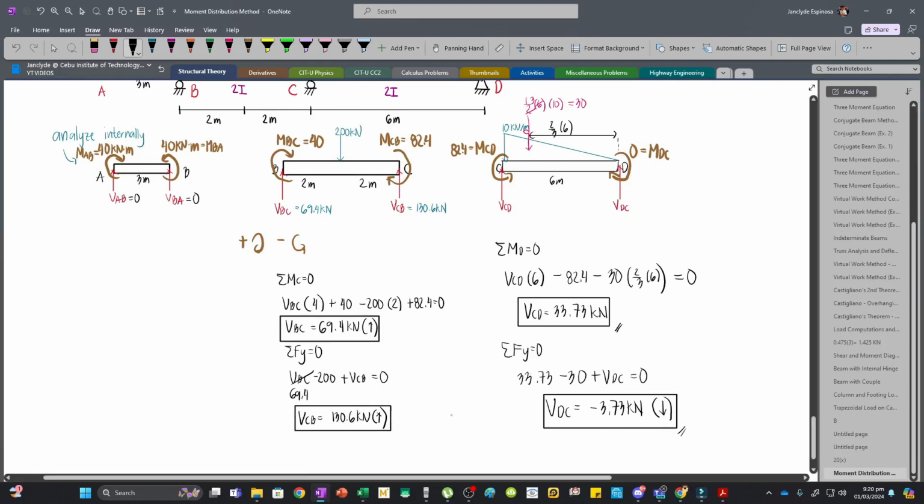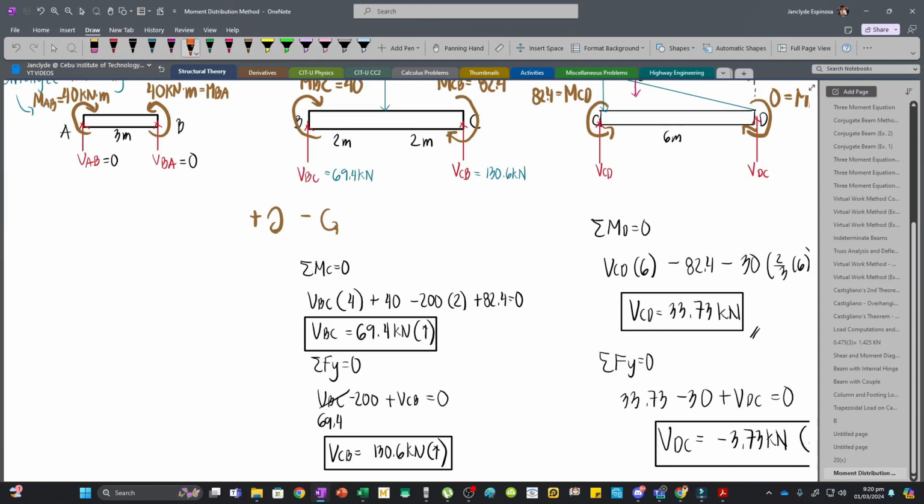Now sir, ano yung next step? Para makuha natin yung reactions, we will actually add the shear forces at each point. Now diba, this is point B, and this is also point B. And so that means na yung BY will be 0 plus 69.4 kasi these are both at point B. So our BY is 69.4 kN.